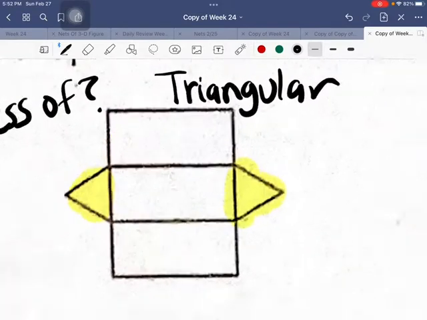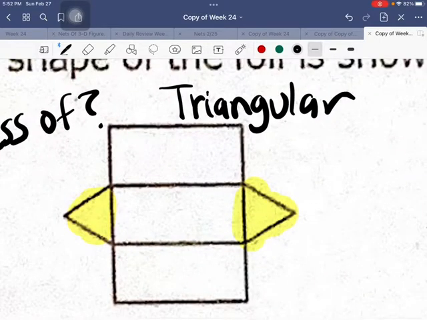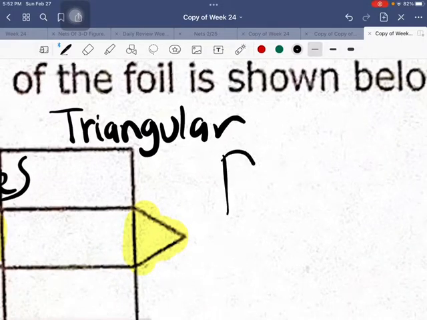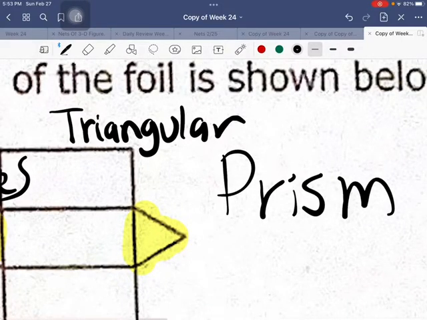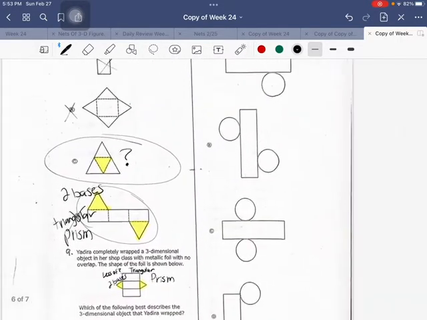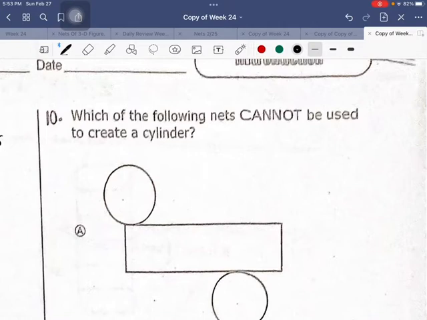50-50 shot. But we have two bases. Two bases. What does that mean? Is it going to be a prism or a pyramid? Prism. This is your answer. This is easy. That's easy.